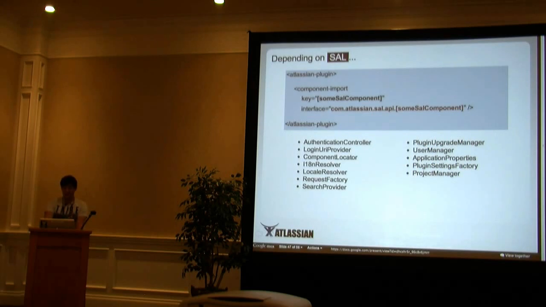There's a project manager for querying what projects are configured in the host application, or spaces or repositories if you're in Fisheye or Confluence. And there's the plugin scheduler for creating recurring jobs or tasks. And plenty more. This is probably less than 30% of the services actually provided by SAL. So again, if you're stuck working on a particular problem and you can't figure out how to do something, probably check out the SAL APIs, because there might be something there to help you out.